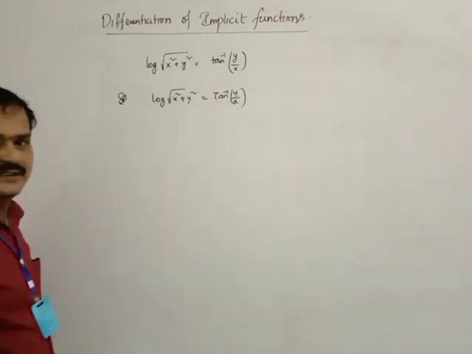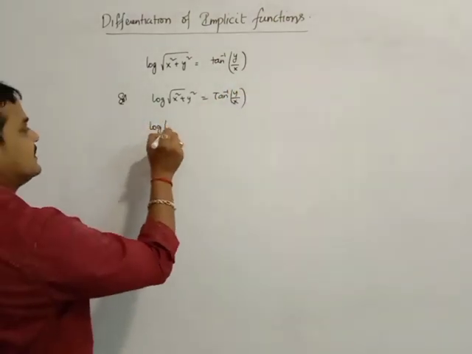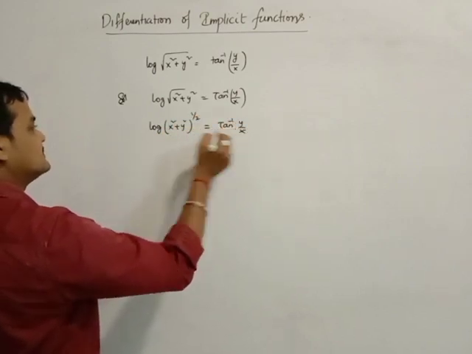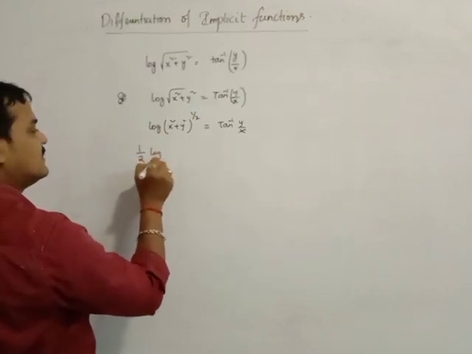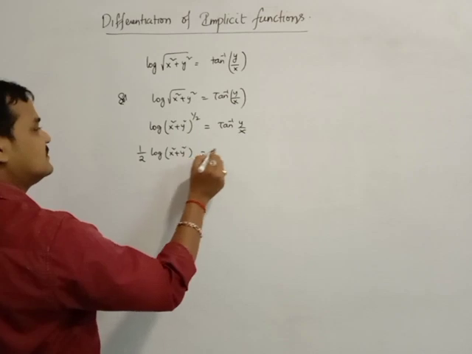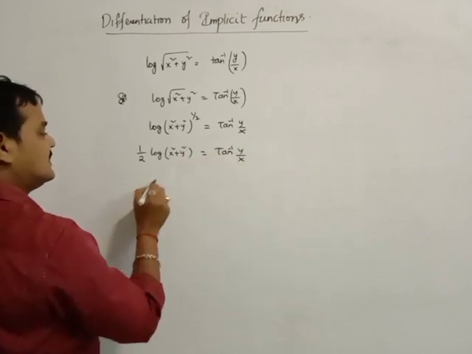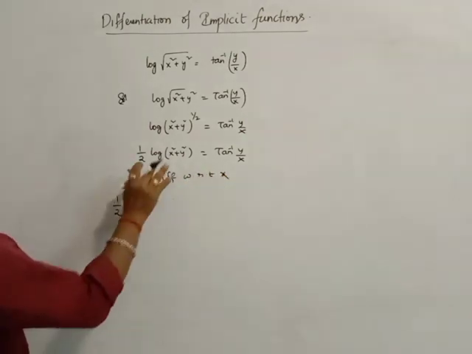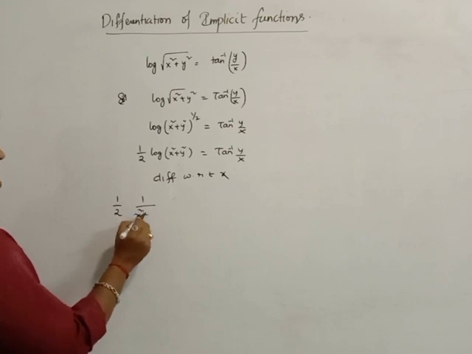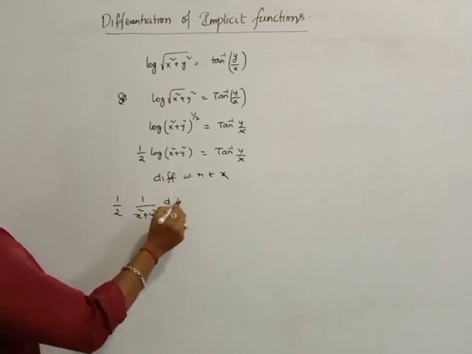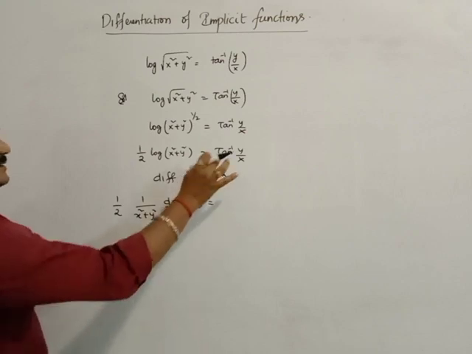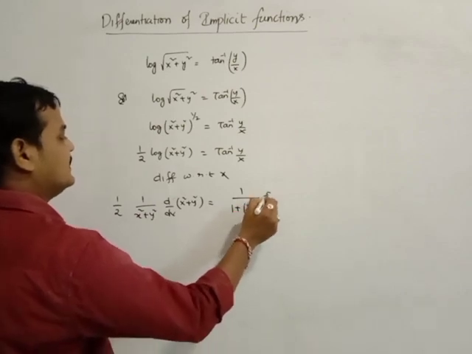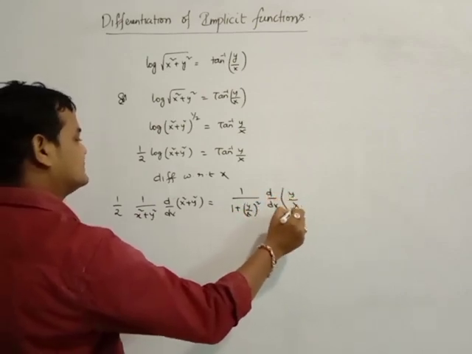Don't go directly to the derivative first. I can convert it to log of (x square plus y square) whole to the power of 1 by 2 is equal to tan inverse of y by x. So the power 1 by 2 comes out: 1 by 2 log of x square plus y square is equal to tan inverse of y by x. Now differentiate with respect to x. So 1 by 2 into, first of all, the log derivative is 1 by x square plus y square into d by dx of x square plus y square. Similarly, the formula for tan inverse is 1 by 1 plus x square, meaning 1 by 1 plus (y by x) whole square, into d by dx of y by x.